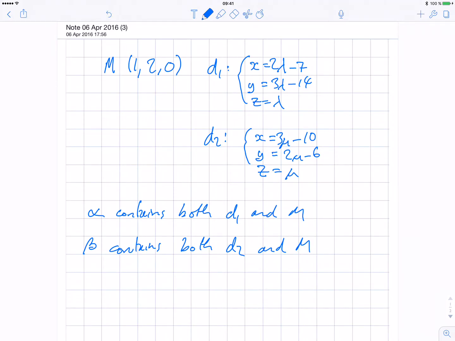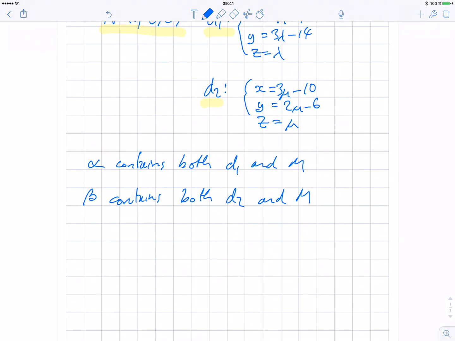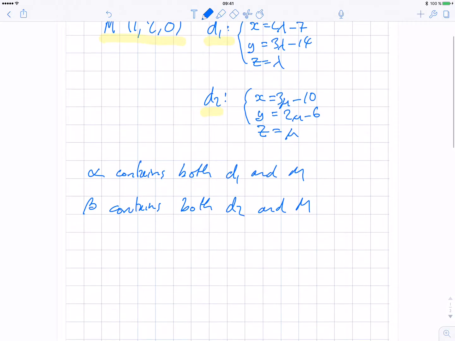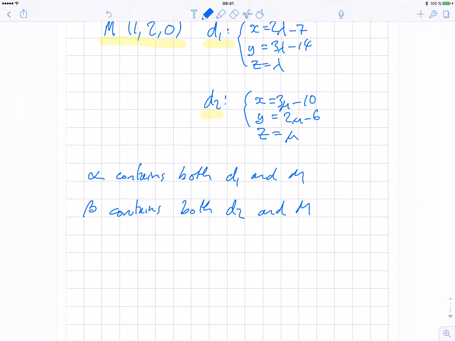We're looking at B2 Part D on the 2012 paper, where we have a point M (1, 2, 0), and we have it going through a point on the line D1 and a point on the line D2. Now, the way I'm going to have a look at it is that the plane alpha contains both the line D1 and the point M, and the plane beta contains both the line D2 and the point M.